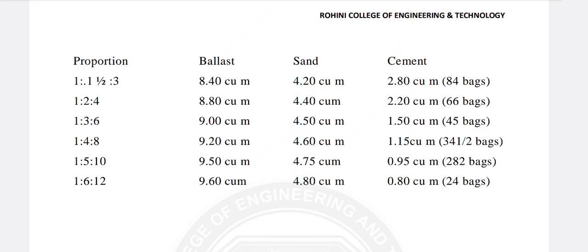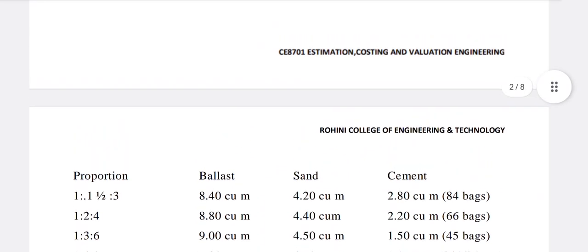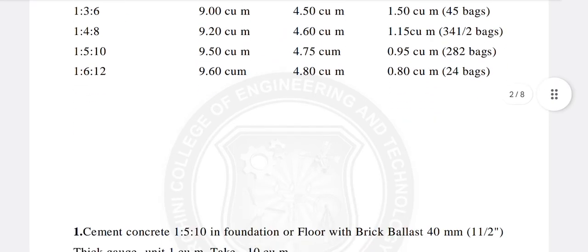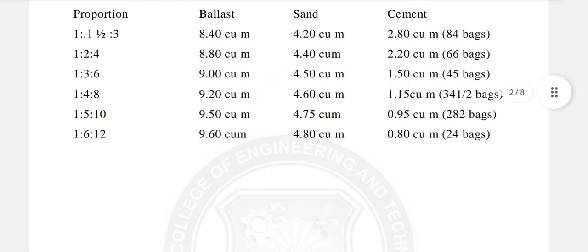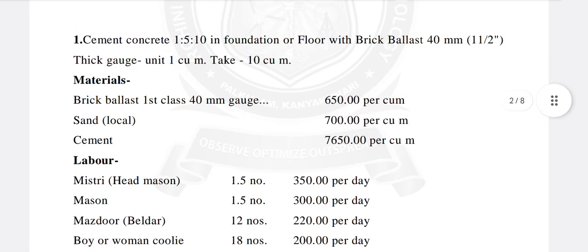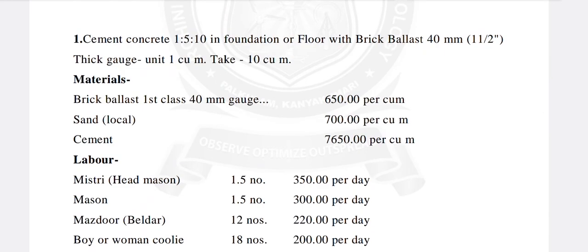And the materials required for different proportions of cement concrete for 10 cubic meter. That means the quantity of materials may be calculated by taking 15.2 as the sum total and dividing by the sum of the proportions. For the proportion 1:1.5:3, ballast, that means coarse aggregate, required is 8.40 cubic meter, sand required is 4.20 cubic meter, and cement requirement is 2.80 cubic meter, that is 84 bags.